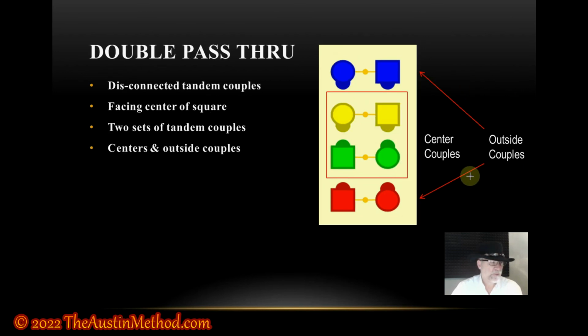Double pass-through. Double pass-through are disconnected tandem couples. So one couple following another is tandem. Here's another set of tandem couples. And they're facing the center of the square. So here's the center of the square. Everybody is facing it. And there are centers, center couples and outside couples.